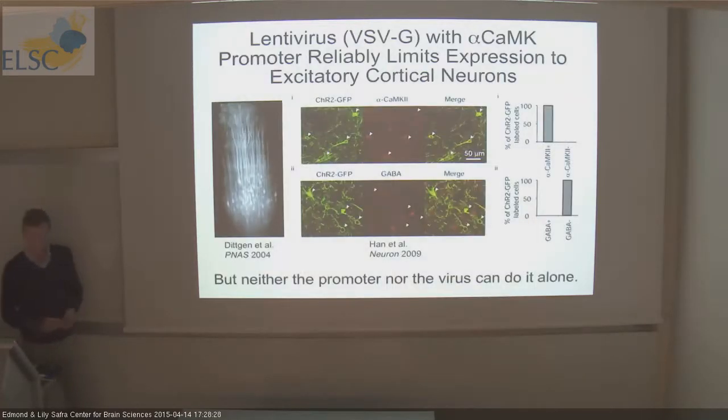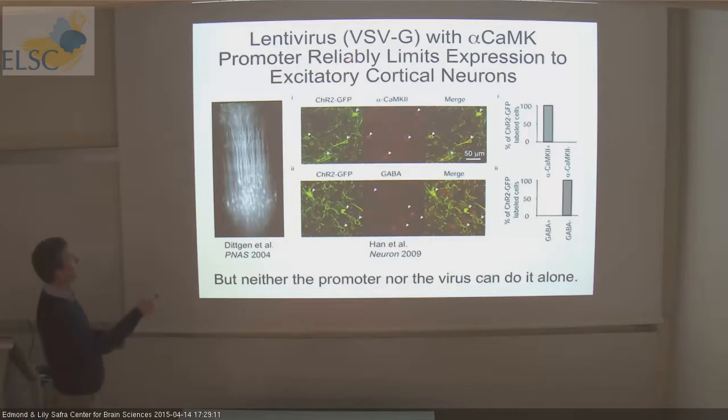So here's one of the first examples of a paper published where it was shown that it was possible to use a virus to get gene expression selectively just in excitatory neurons and not in the inhibitory neurons. And in this paper, what they used was a virus called the lentivirus. In particular, the virus that's used is HIV, the virus that causes AIDS. And these are engineered in a way that you put an envelope protein from some other virus on the outer surface of the viral particle, and it's that envelope protein, we'll talk more about those in the context of the rabies virus later, that interacts with receptors on the cell surface and mediates infection.